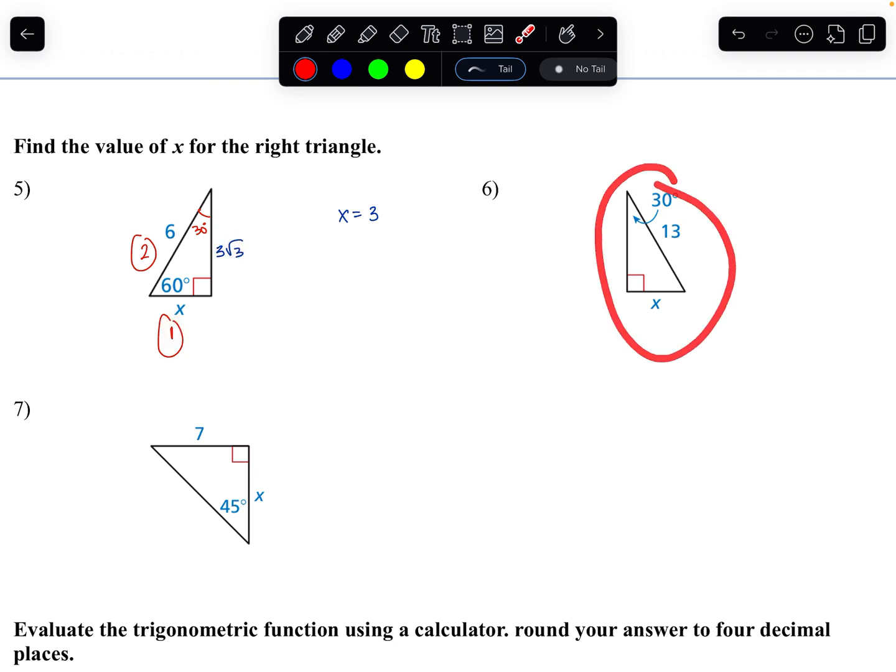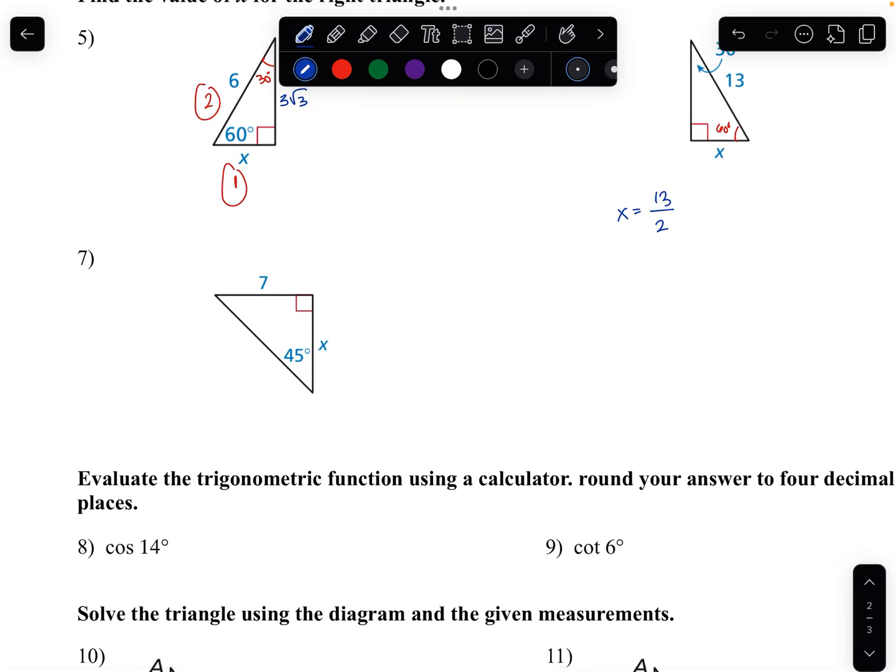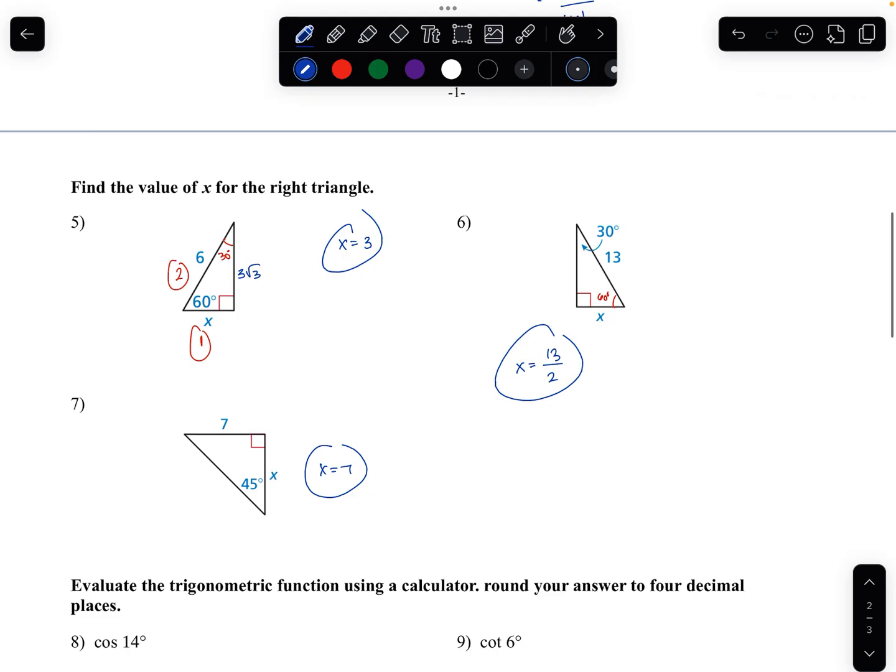All right, here we still have a 30, 60, 90 triangle. So this right here would be 60 degrees. We're trying to find the length of the shortest leg right here. We know that the hypotenuse is 13, and that means that x has to be equal to half of that. So that means that x is going to be equal to half of 13. And then as for 7 right here, we have a 45, 45, 90 triangle, and the ratios between the legs are 1 to 1. So that means that x has to be equal to 7. The legs have to be the same length.